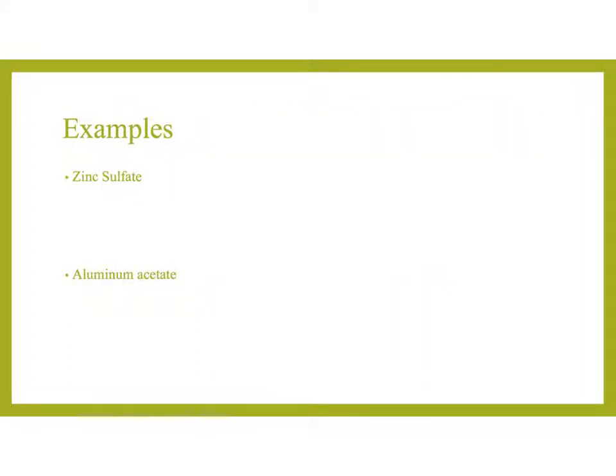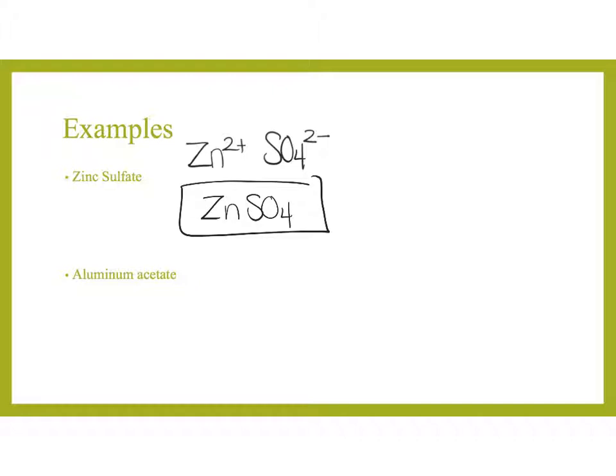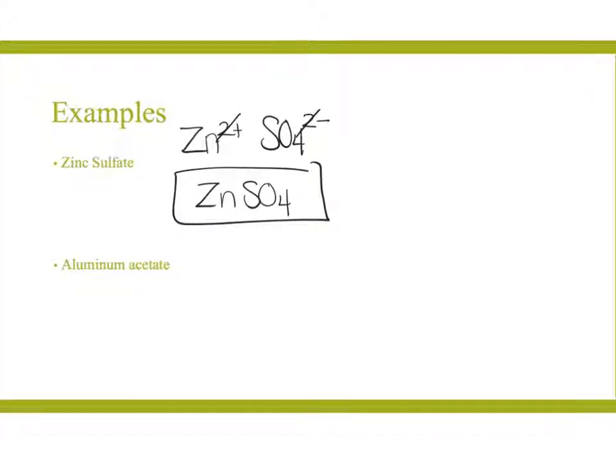Two more. So zinc sulfate and aluminum acetate. So try and see if you can do these ones on your own. You might want to pause it first and then see if you can do it. So zinc is 2 positive. Sulfate you'll see is SO4 2 negative. And when they go together, because they're both 2 positive and 2 negative, there's no extra numbers, right? So it just is ZnSO4, because these would cancel each other off.